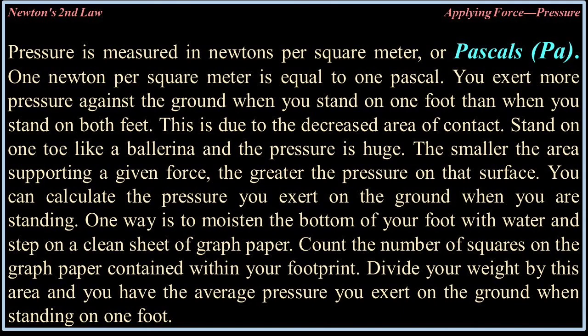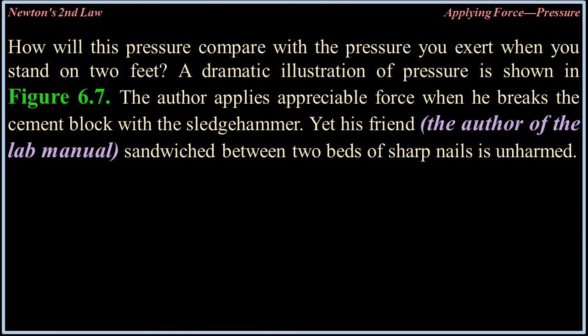You can calculate the pressure you exert on the ground when you are standing. One way is to moisten the bottom of your feet with water and step on a clean sheet of graph paper. Count the number of squares on the graph paper contained within your footprint. Divide your weight by this area and you'll have the average pressure you exerted on the ground when standing on 1 foot. How will the pressure compare with the pressure you exert when you stand on 2 feet?